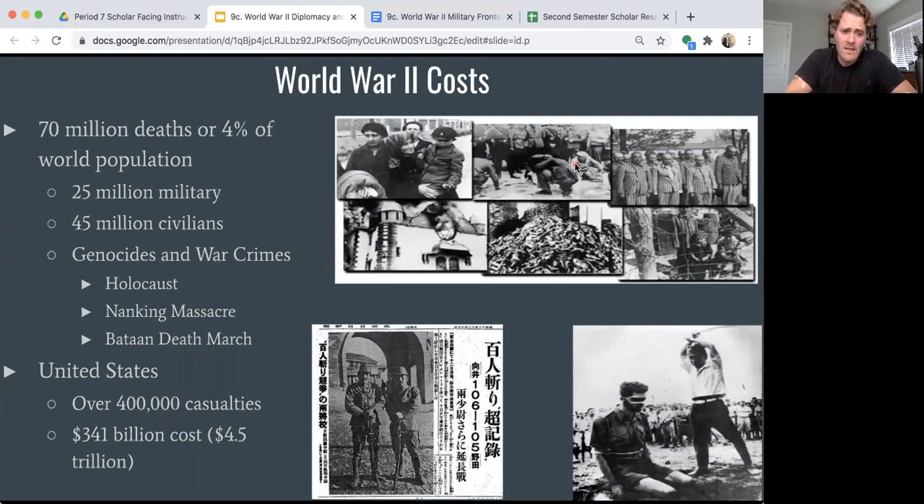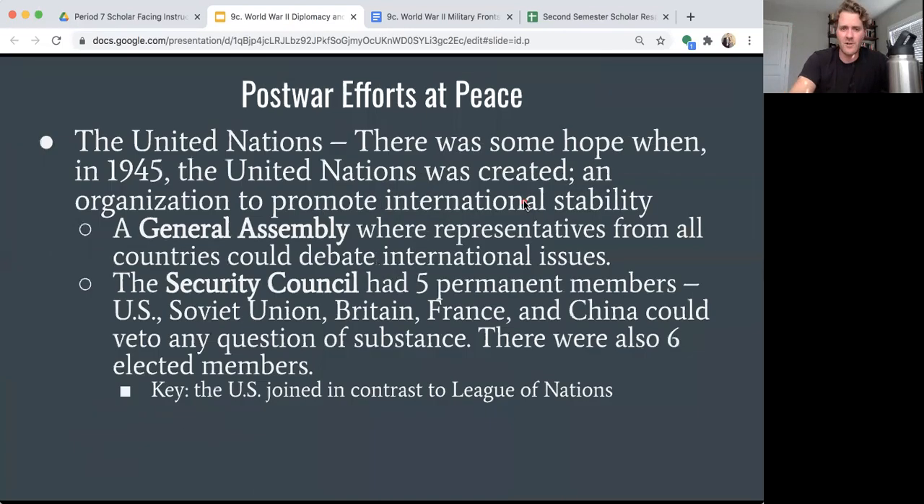For the US, the US loses 400,000 soldiers in the war, which is significant, but it pales in comparison to the contributions of the Soviet Union and others. And the war costs for the Americans $341 billion in 1940s money, which is the equivalent of $4.5 trillion today. That right there is why World War II ends the Great Depression, whereas the New Deal could not, because this massive amount of government spending to supply the war effort is more than sufficient to drag the US quite quickly out of the Great Depression.